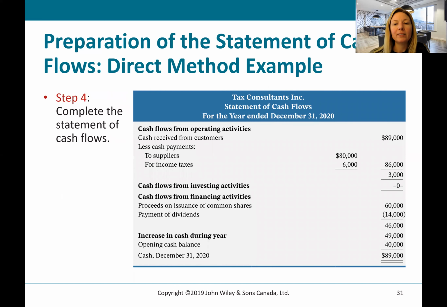Okay, so step number 4 is going to be to complete the statement of cash flow. So we've just fancied it up a bit, and you can see it's all the same numbers that we already had.